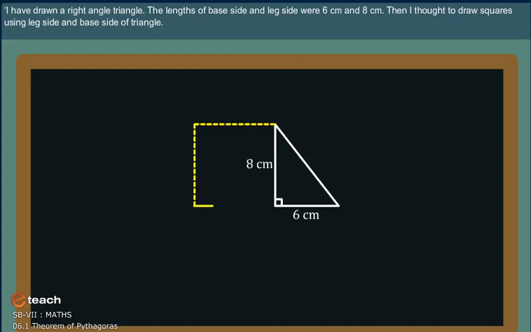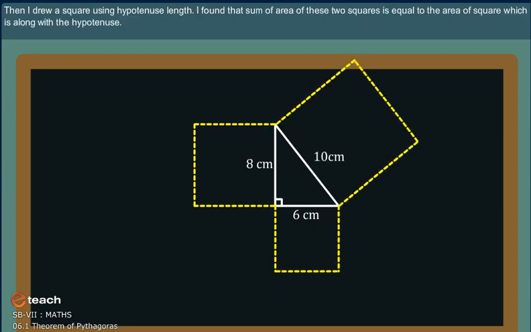Then I thought to draw squares using the length side and base side of the triangle. Then I drew a square using the hypotenuse length. I found that sum of the areas of these two squares is equal to the area of the square which is along with the hypotenuse.